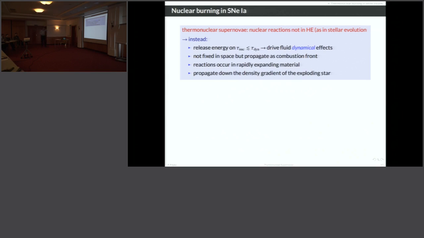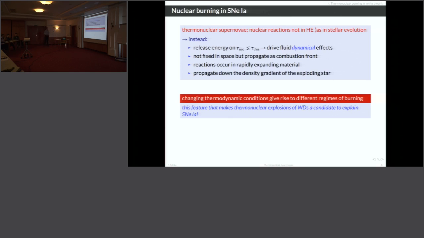The reactions are also not fixed in space, as we discussed just before. They propagate as combustion fronts, and reactions, therefore, by this propagation, occur in a rapidly expanding material because the reaction fronts propagate down a density gradient. They are ignited in the center of the star and propagate down to lower fuel densities. And in case of subsonic deflagration fronts, the material also expands before it's reached by the deflagration front due to the heat release, and this again leads to the combustion wave reaching lower and lower fuel densities subsequently. So they propagate down the density gradient in the exploding star.